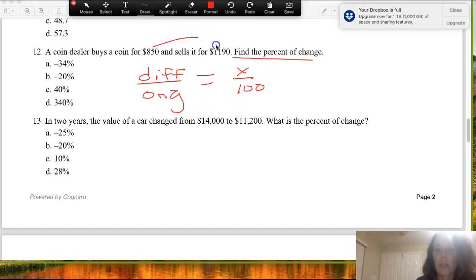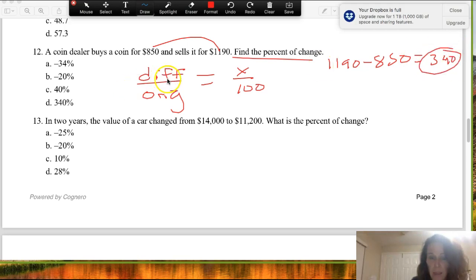So the difference, we're going to subtract these two. We're going to go 1190 minus 850. You find the absolute value of the difference, meaning the positive value. So if I subtract those two, I'm going to get 340. Okay, so there's my difference. And then my original number was 850. So I'm going to go my difference, 340, divided by 850.